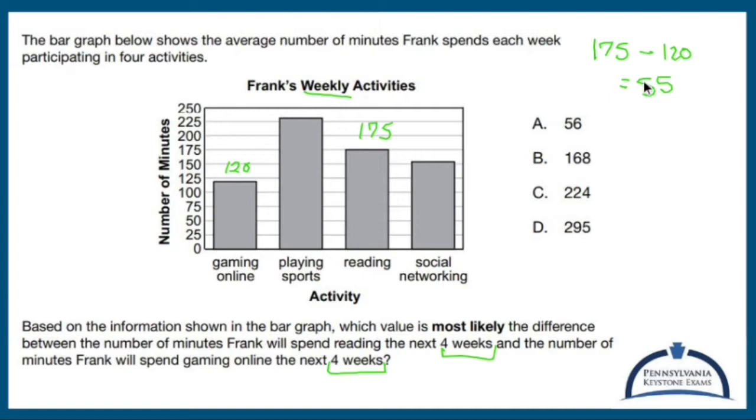That's per week. This problem isn't asking for per week. It's asking for 4 weeks. So every week is 55, but every 4 is 220, which is awfully close to 224. So the actual number probably should have been 56, but how am I supposed to know that by looking at that? It's a prediction.